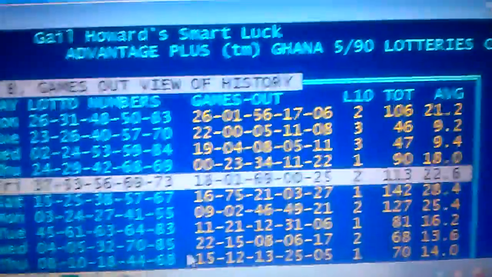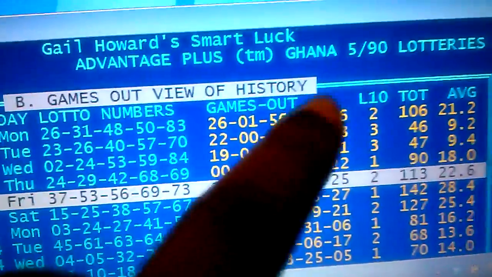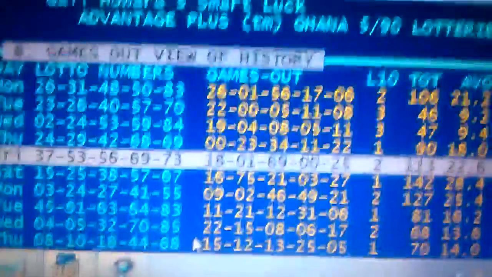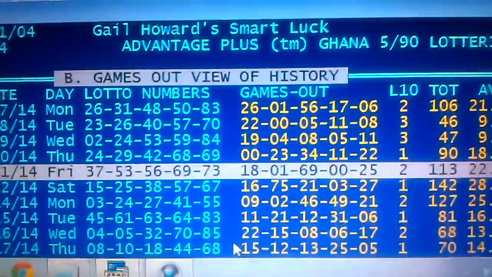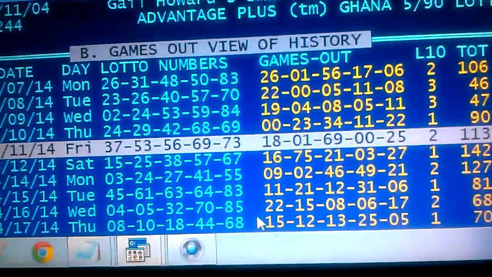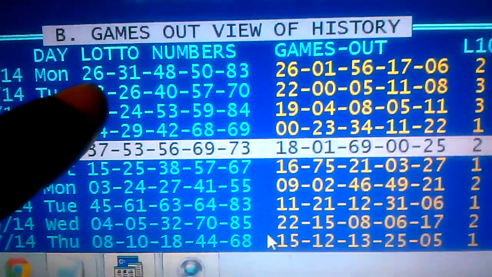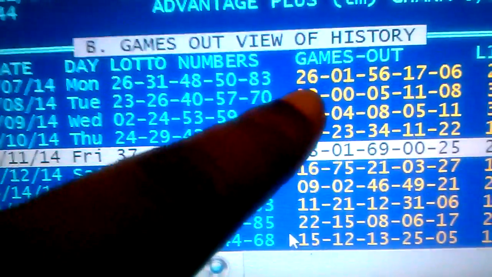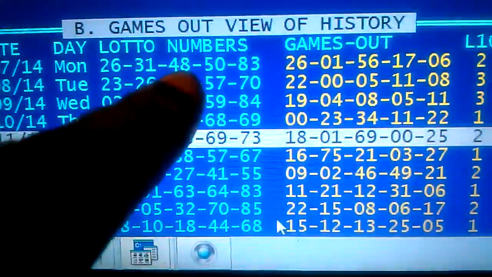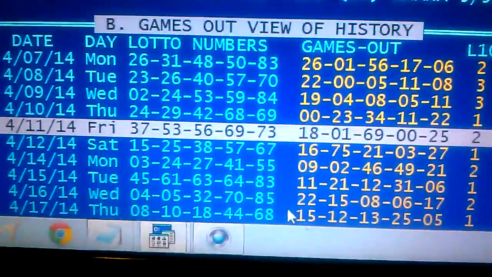You're looking at the skips, or it's also known as, in this case, it's labeled in the software, games out. Games out and skips mean the same thing, which means how many drawings a number was not selected before it became a winning number. As you can see, lottery number 26 sat out 26 drawings before it became a winner. You'll see where lottery number 48 sat out 56 drawings before it became a winner.